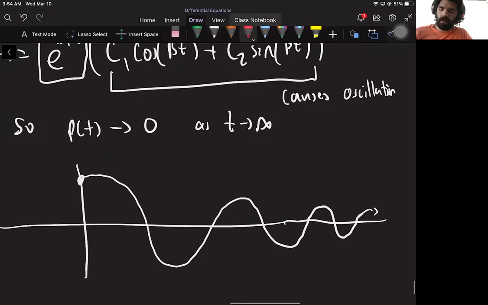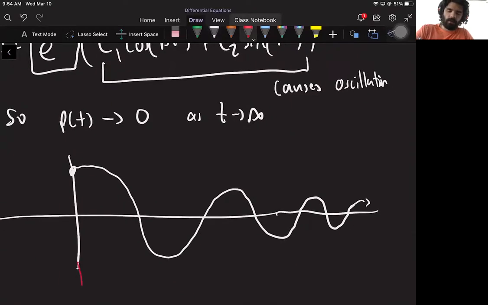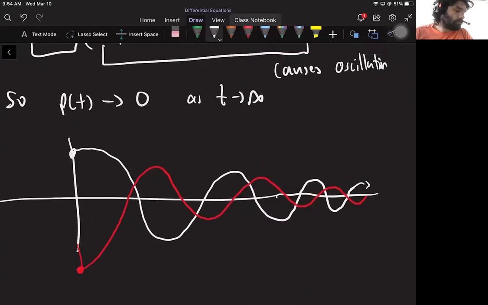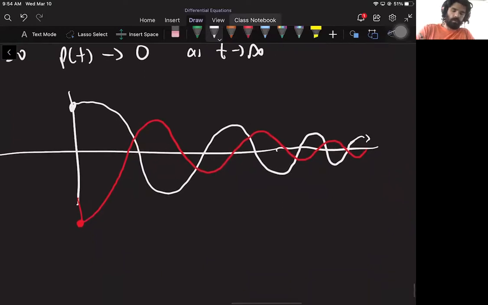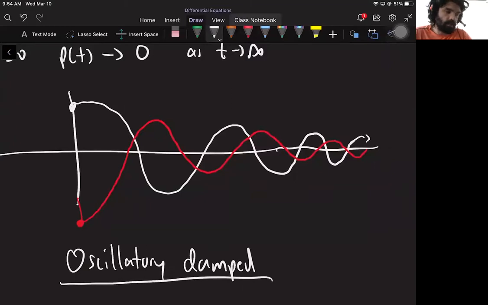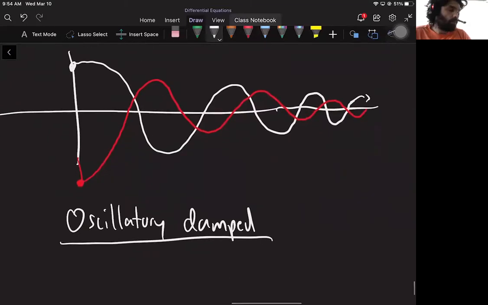So it could look like that, but the initial conditions could make it start down here maybe instead. And then it could do the same thing, but down here. And that's the idea. So this is called oscillatory damped. So it decays towards 0 as it's oscillating about 0.